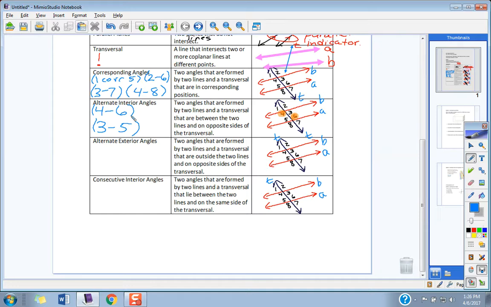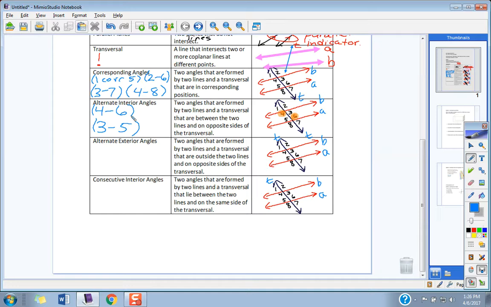Alternate exterior angles right here. First of all, what are my exterior angles? 1, 2. Good. 1, 2, 7, 8. So let's talk alternate exterior angles. We got the exteriors. What's alternate? 1 and 7 and 2 and 8.